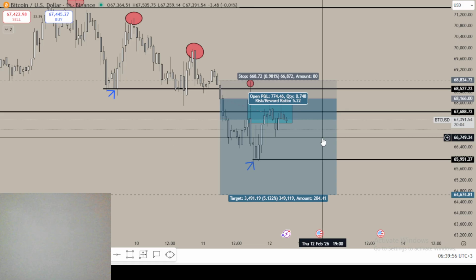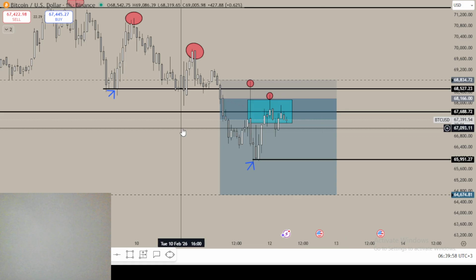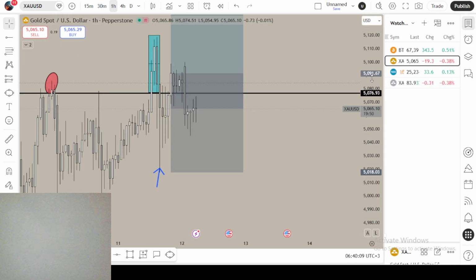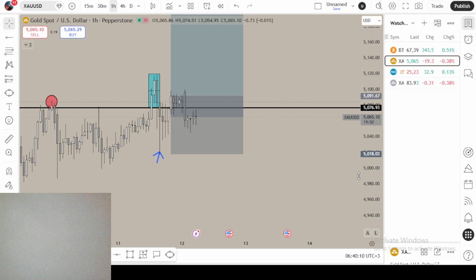It is not an A++ setup because, number one, the setup is not presenting itself during New York session. New York session is important. It has a lot of volume. This is an A setup. Let me show you examples of A setups. This is also an A setup.